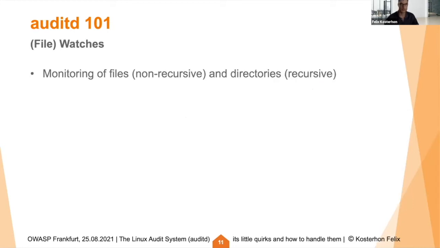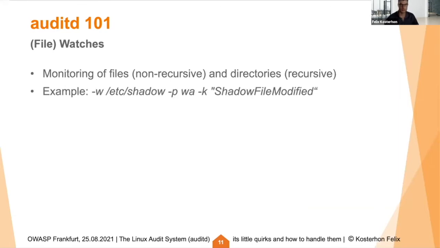So file watches, they offer you the possibility to monitor either files, so non-recursive, or directories in a recursive manner. And here you can see a short example. So -w adds a file watch. In this case, we want to monitor the etc shadow file, which, for example, contains the password hashes, so encrypted or hashed passwords of the users.